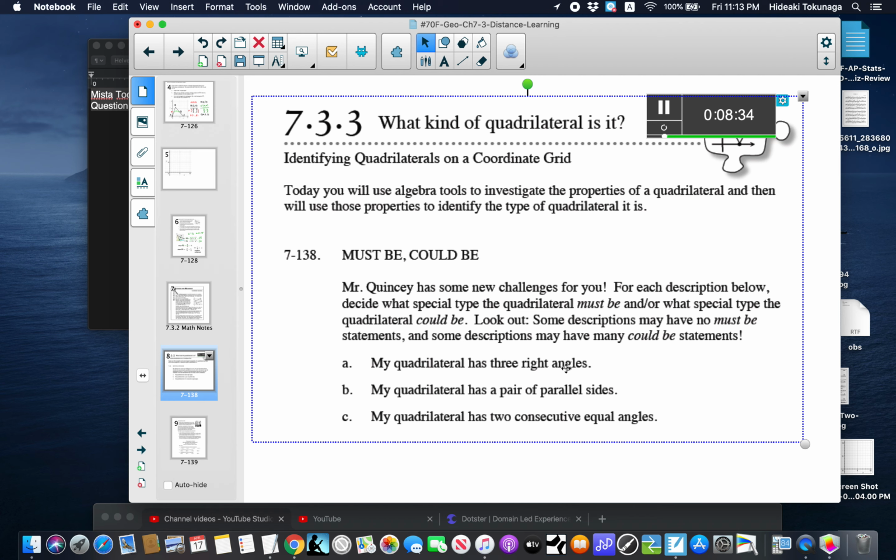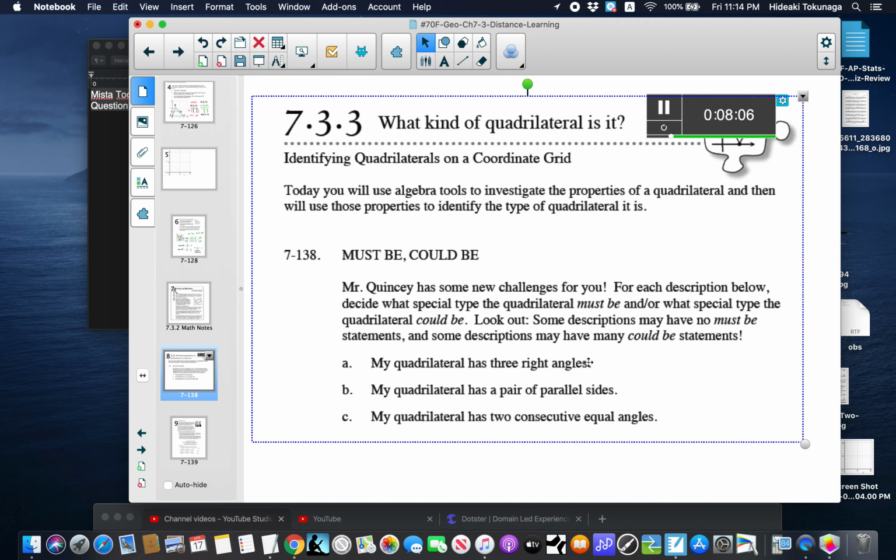So it could be a square, but they didn't say they are all congruent. And of course, you could say it's a parallelogram. However, all rectangles are parallelograms, so it must be a rectangle. So that's the choice. Okay, so letter B.